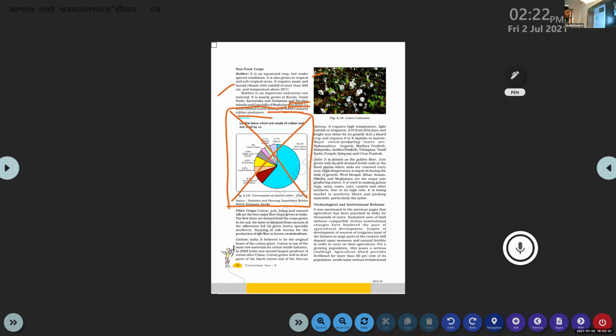So that is all about fiber crops. Now we are going for an independent discussion on cotton and jute. Three mark questions are there in the examination: write a short note about cotton and jute.